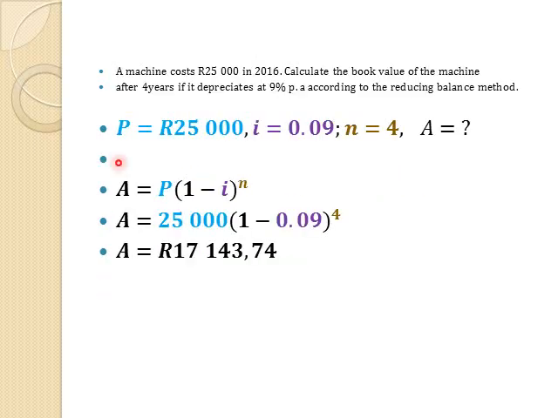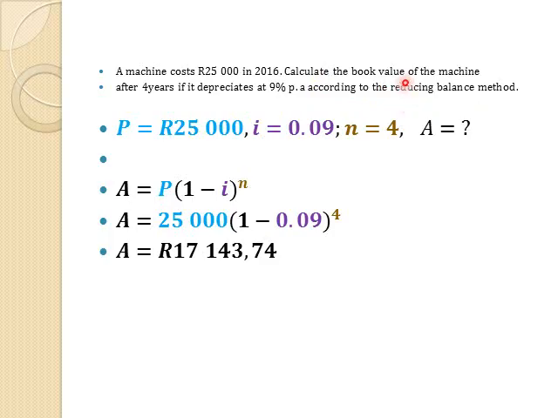Let's look at the problem. A machine costs 25,000 Rand in 2016. Calculate the book value of the machine after 4 years. It depreciates at 9% per annum according to the reducing balance method. So P is 25,000. 9 divided by 100 gives me 0.09. n equals 4, and we want the accrued value.